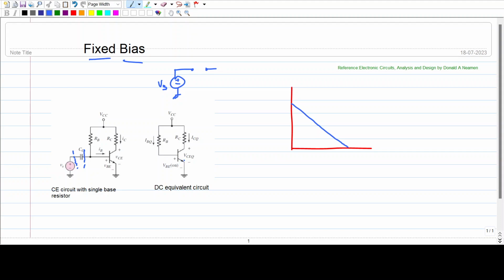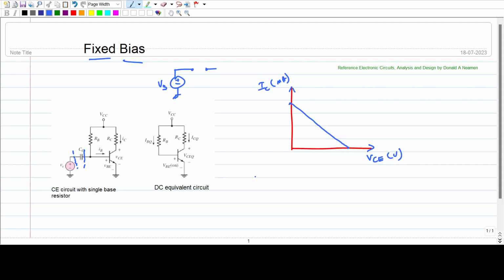Now we have to find the Q point of the circuit. Here is the output characteristic curve. We know that this is VCE and this is IC, which will be in milliamps. The first thing is to find the endpoints of this load line, this point and then this point.